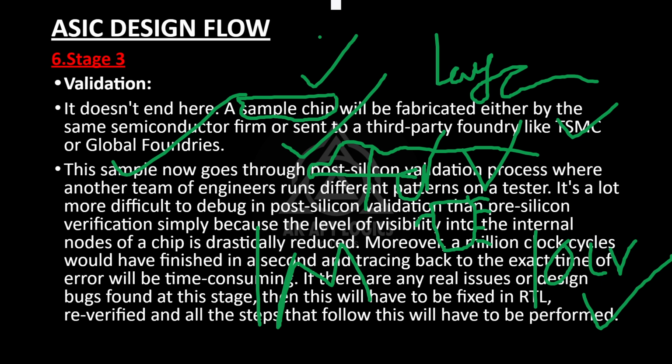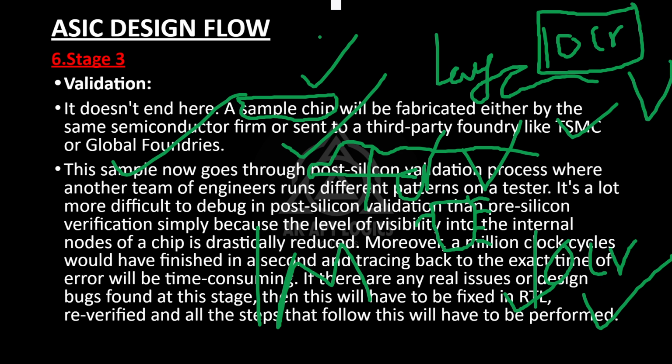So if there are any functionality errors in it, we have to fix it from the RTL, from the beginning itself. It means that particular 10 crores is wasted. For the sample chip, if the functionality turns out wrong, that 10 crores will be wasted, and we should start our process again, beginning with RTL verification. If RTL verification also turns out wrong, then we have to go to the previous step.